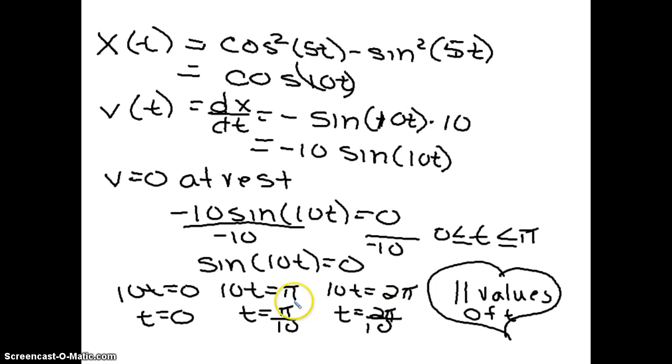So 11 values of t in that interval that would make that equal to 0. So the particle is at rest at 0, pi over 10, 2 pi over 10, and all those values of that same sort up to pi. All right, 11 answers. All right, I hope that helps.